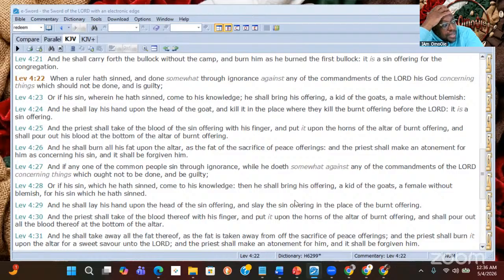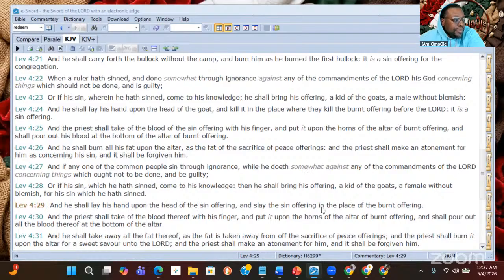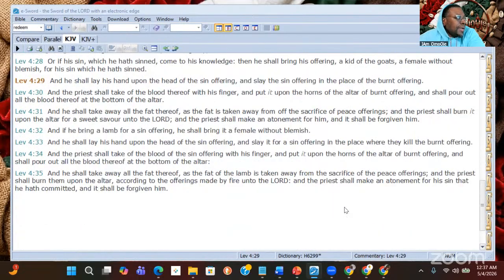And if any one of the common people sin through ignorance, while he doeth somewhat against any of the commandments of Jehovah concerning things which ought not to be done, and be guilty, or if his sin which he hath sinned come to his knowledge, then he shall bring his offering, a kid of the goats, a female without blemish, for his sin which he hath sinned. And he shall lay his hand upon the head of the sin offering and slay the sin offering in the place of the burnt offering.